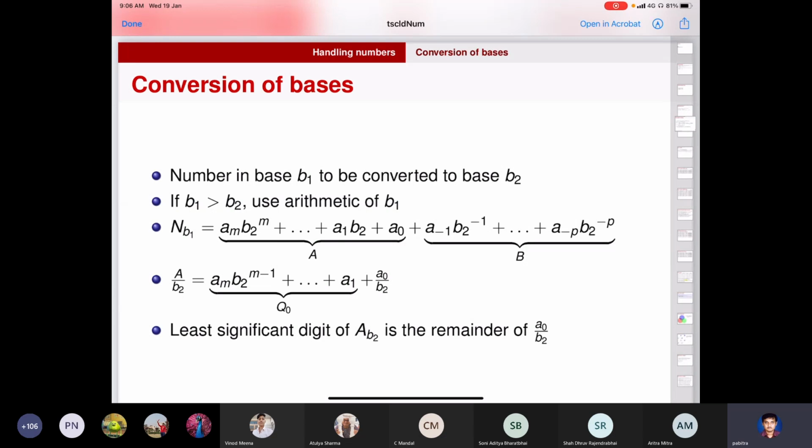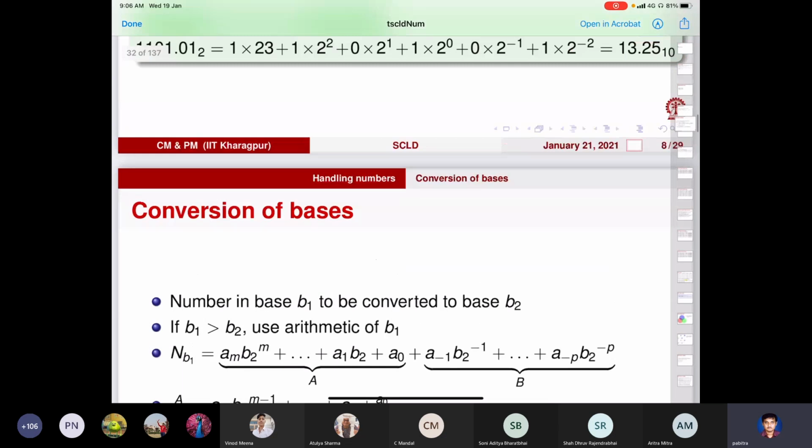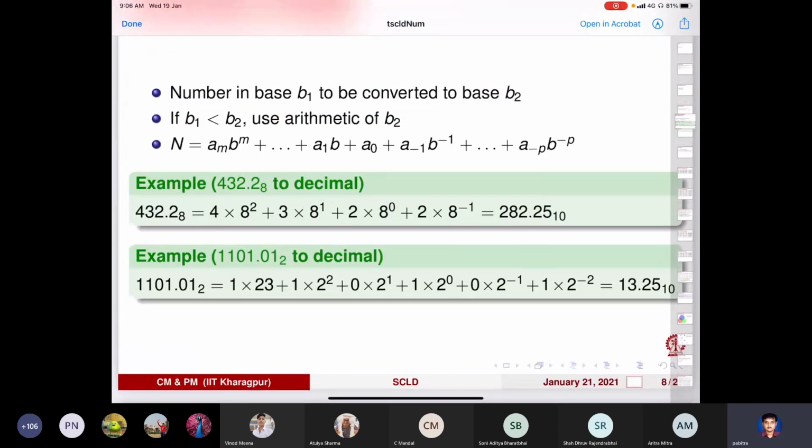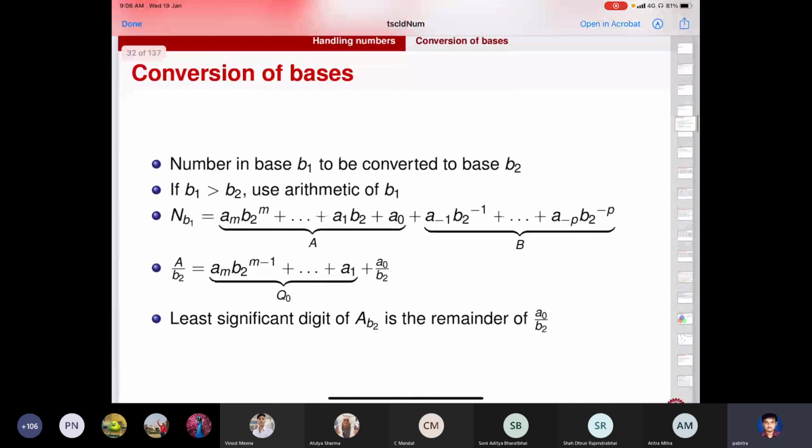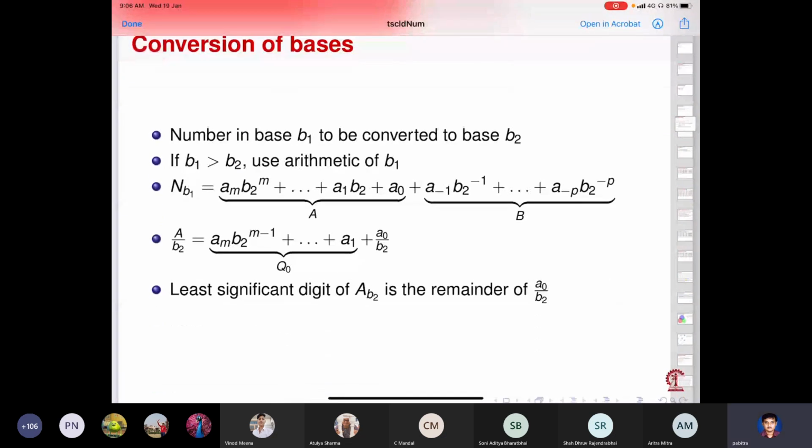Okay, now let us do the conversion the other way around. We want to convert from a higher base to a lower base, for example, from decimal to binary. Now things are a little bit complicated, in the sense that earlier only multiplication and addition was enough for base conversion. Power is basically multiplication. But now you will need the division operation also to do the base conversion.